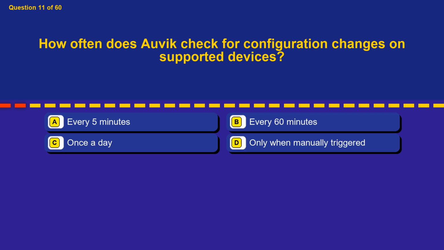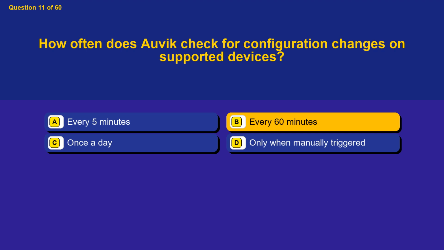Question 11. How often does Auvik check for configuration changes on supported devices? Option A. Every 5 minutes. Option B. Every 60 minutes. Option C. Once a day. Option D. Only when manually triggered.